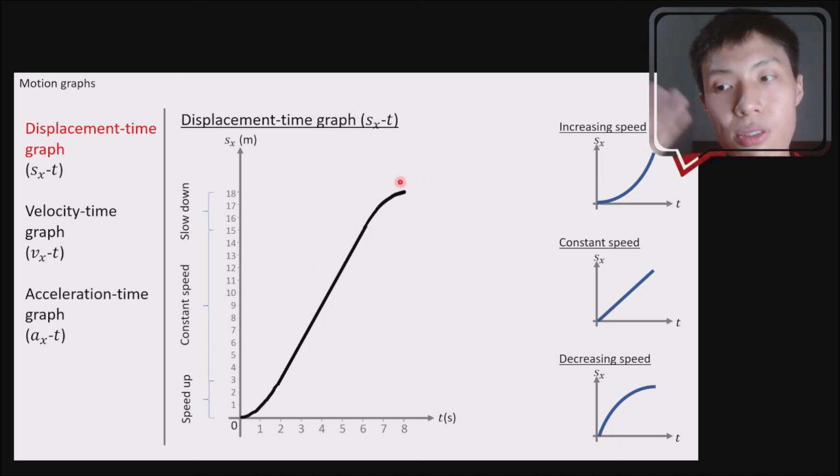Once you get familiar with how a displacement time graph works, you can straight away see that this portion is speeding up, this portion is constant speed, and this portion here is slowing down. You get used to it as you practice more and more.